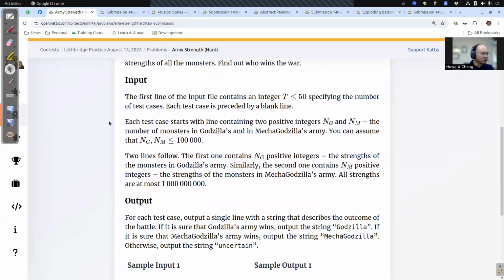So I suppose you can just simulate, repeatedly choosing the smallest one from each group. If they're not the same, then you kill the one that's smaller. If they're the same, you kill the one from Mecha Godzilla. There's a problem. Each of these armies is at most 100,000 big. So totally, there are 200,000. And if you keep sorting it over and over again, that would be too long.